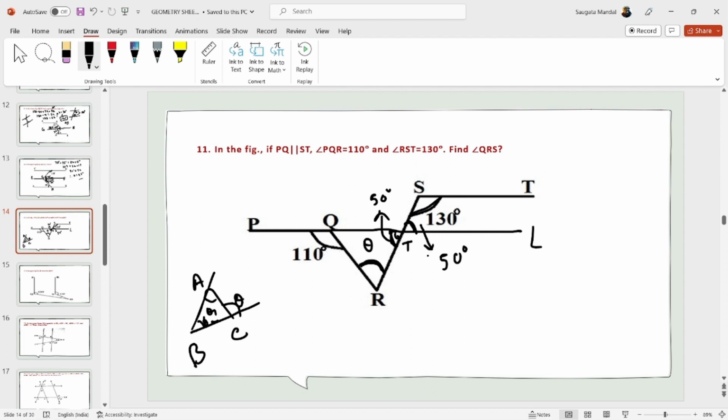So what is the value of QRT? The value of QRT is equal to 110 degrees minus 50 degrees. That is 60 degrees.